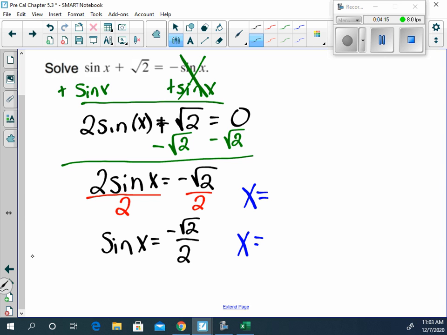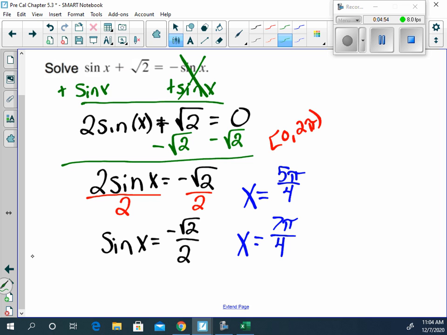So if we look at this, we can look at the unit circle and see where sine is equal to negative square root of 2 over 2. So it's in the third and fourth quadrant. So 5 pi over 4, and so this would be our answer if we're on the interval of 0 to 2 pi. Because if we're just on that interval, one time around the circle, this would be our answer.